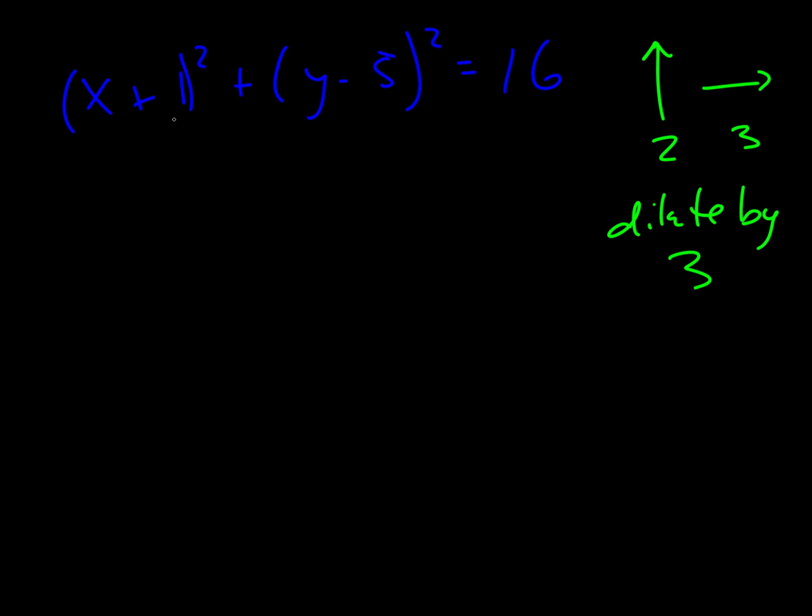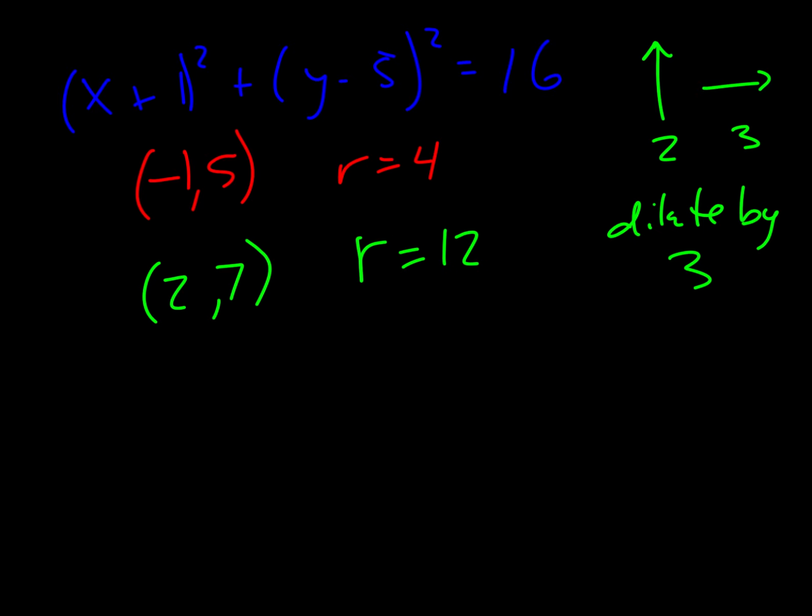Alright, so we pull out the original information. So the center is negative 1, 5. Change the sign. Then we square root this, and our radius is 4. Then we use the information over here. If we're going up by 2, we're going to add 2 to the y value. If we're going right, we're going to add 3 to the x value. And then if we're dilating by 3, we're multiplying this by 3, so the new radius is 12.